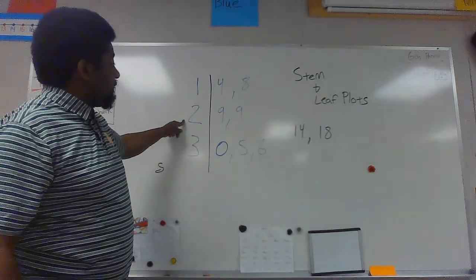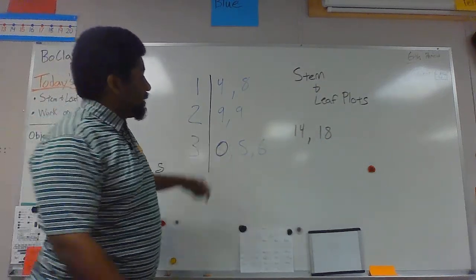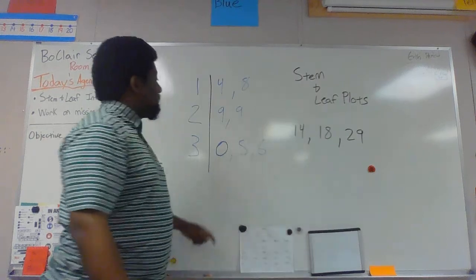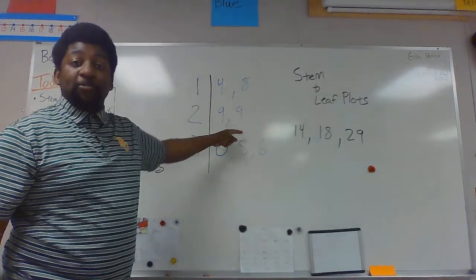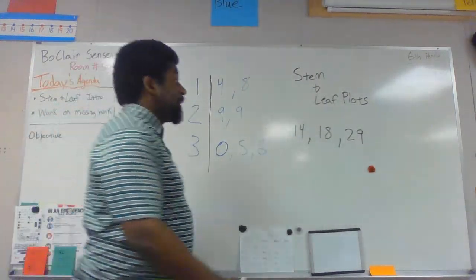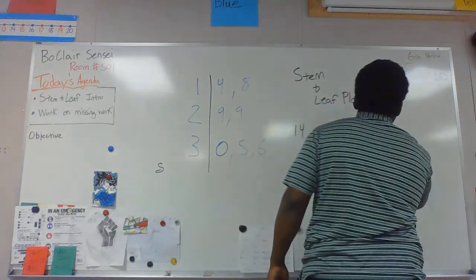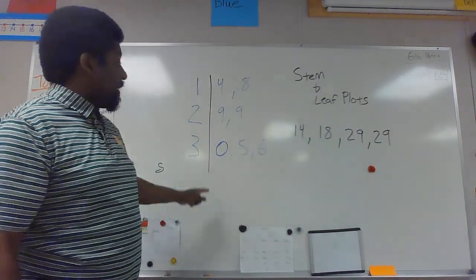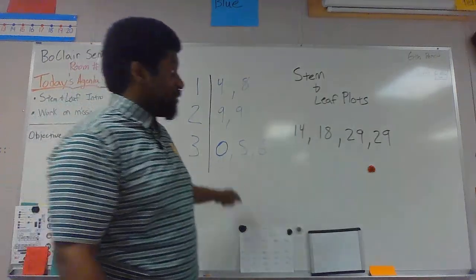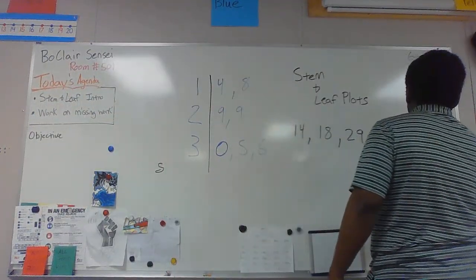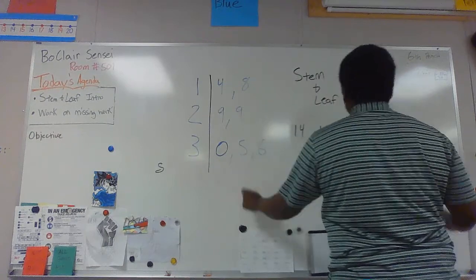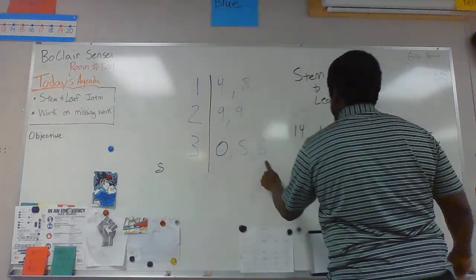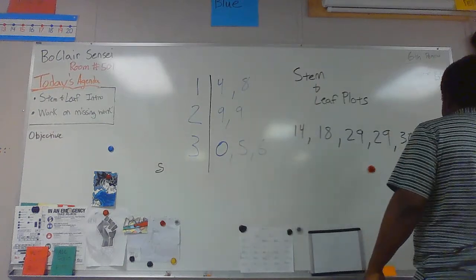On the next line, I have 2, 9, which is 29. And there's another one right after that, 2, 9, which means I have the same number in my group. That's another 29. After that, I have 3, 0, that's 30. 3, 5, 35. And 3, 6 is 36.